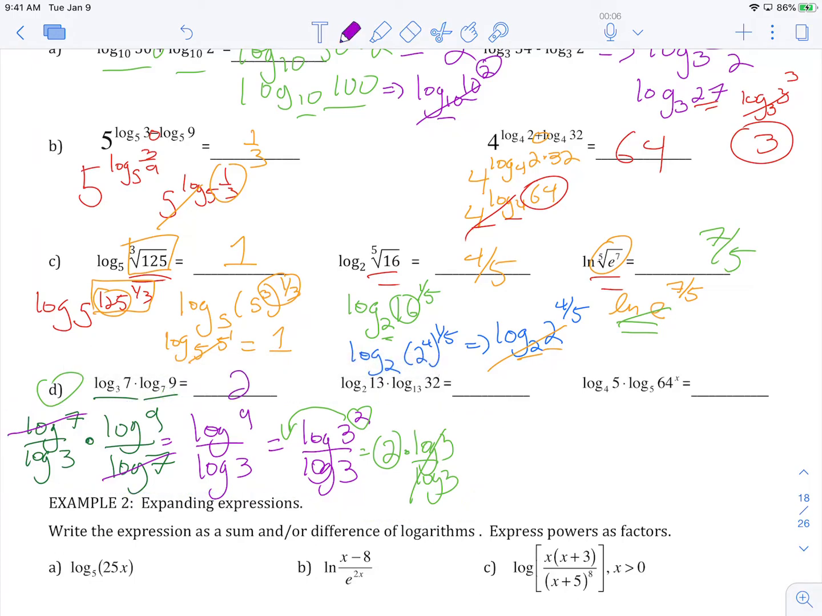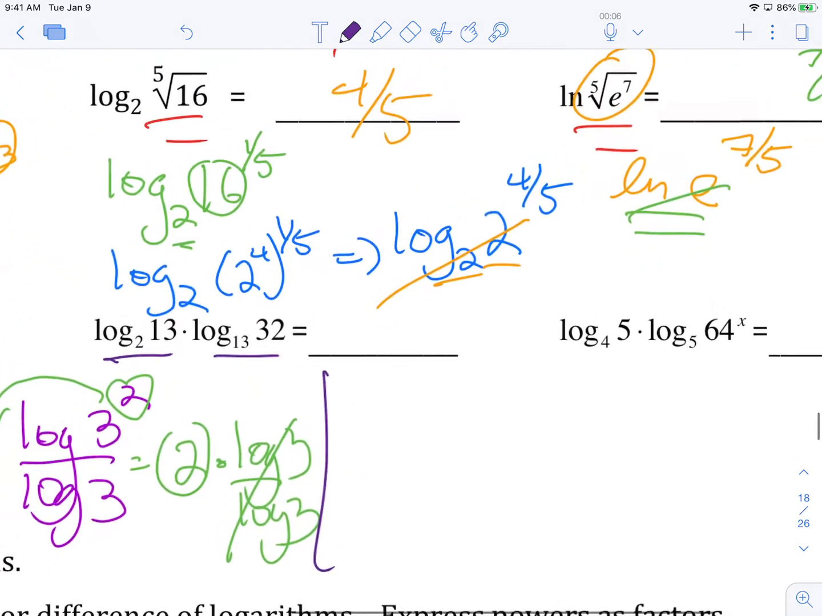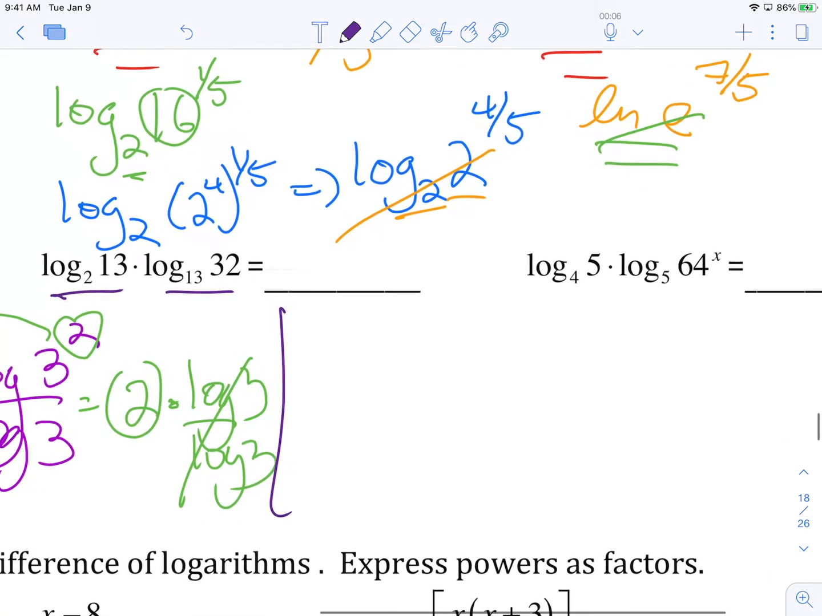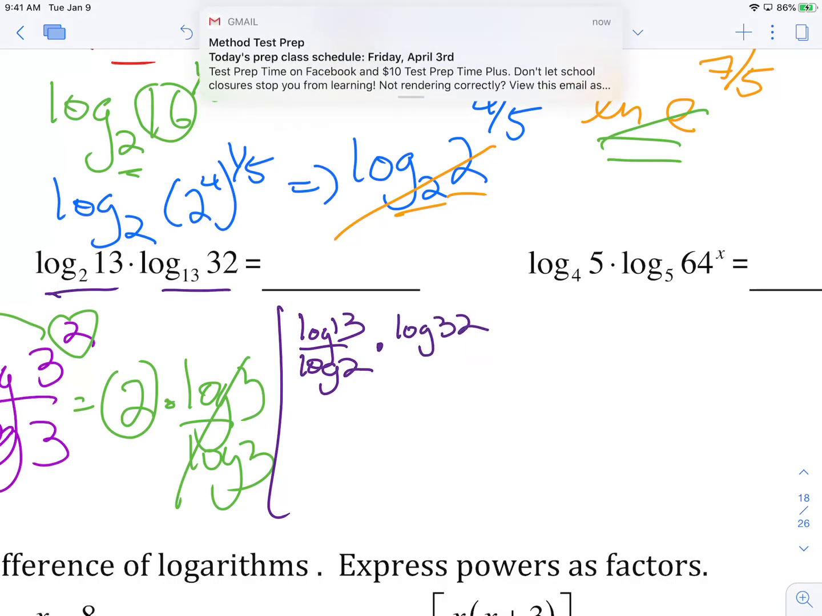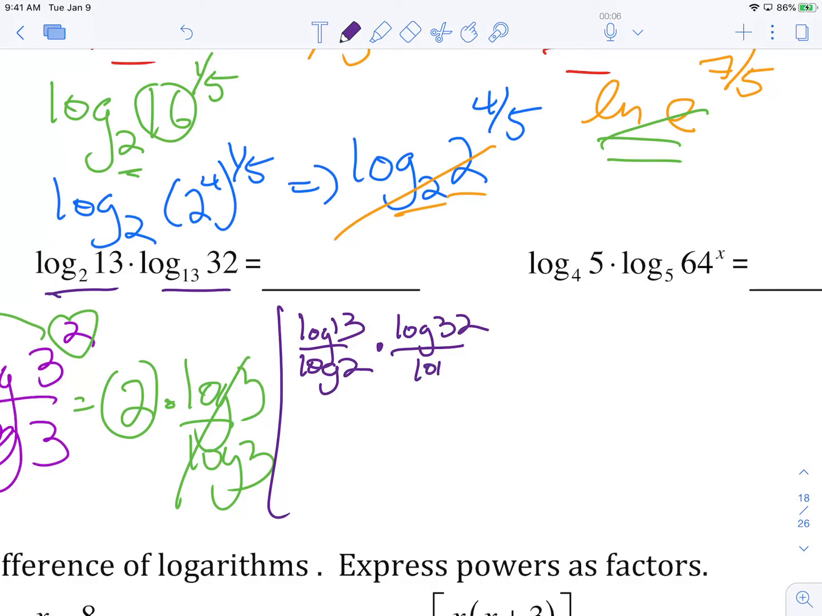All right. So now let's try it for this one. Again, pause if you want to try it on your own. So I'm going to use the change of base formula here. I'm going to write below this, write small because we have one more. So log 13 over log 2. And again, I picked common log. If you want, you can do natural log. I was feeling common log, so I did it that way. Times log 32 over log 13.